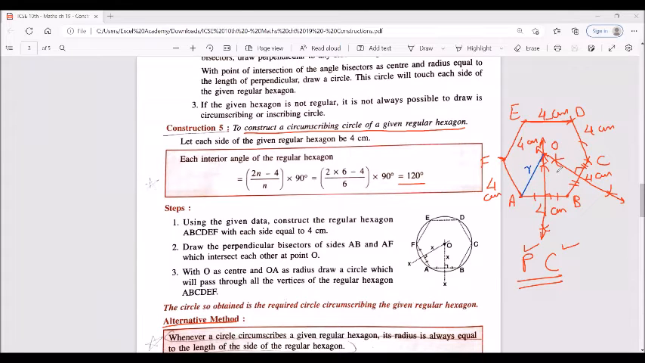Look, this radius comes out exactly 4 centimeters, check it. And then you can complete the circle like this. This is how you can draw the circle.